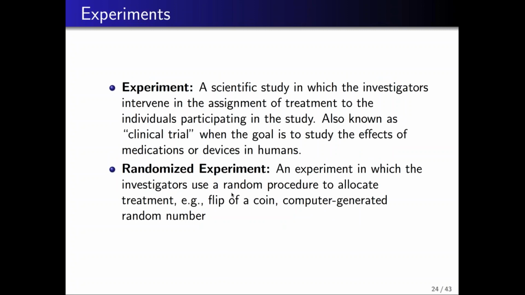So now I'm going to move towards randomized trials, and let's talk about an experiment and a randomized experiment. An experiment is a scientific study in which an investigator intervenes in the assignment of treatment to individuals participating in the study. We also call this a clinical trial when the goal is to study effects of medications or devices in humans. A randomized experiment is when the assignment mechanism is essentially a random procedure, like a flip of a coin.